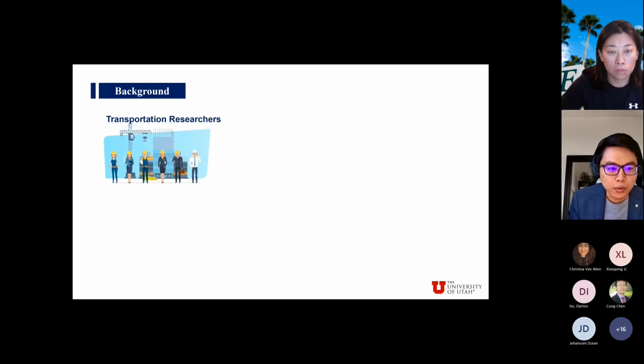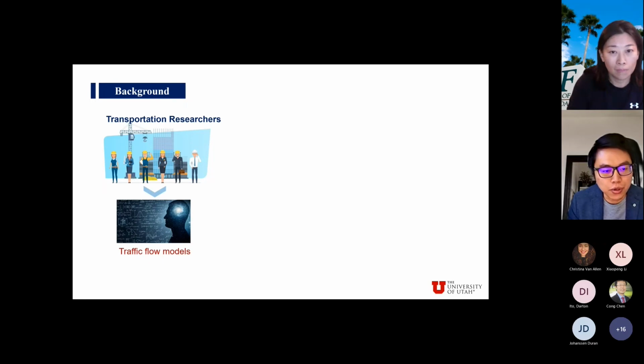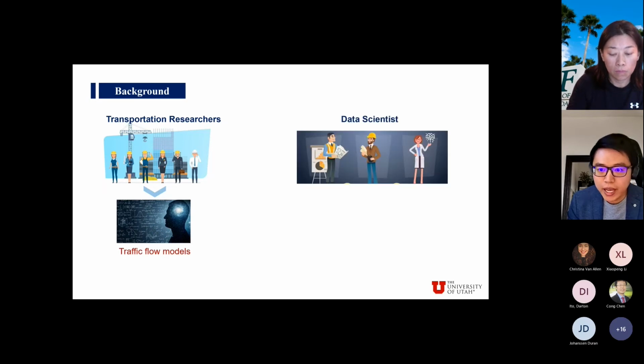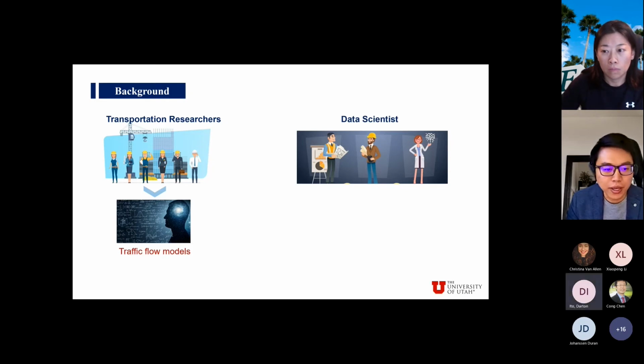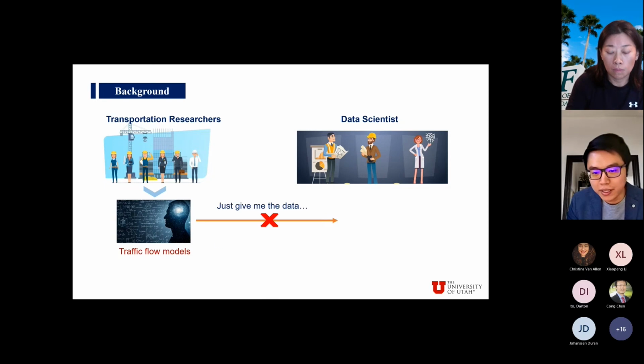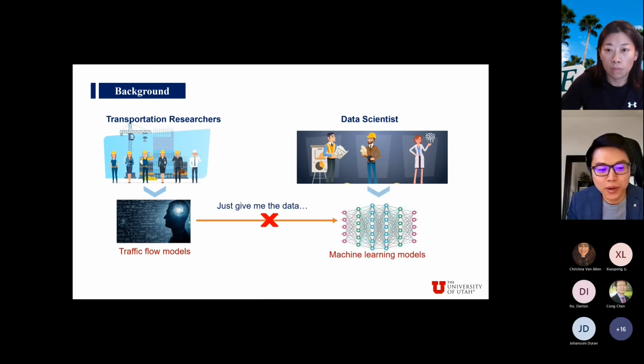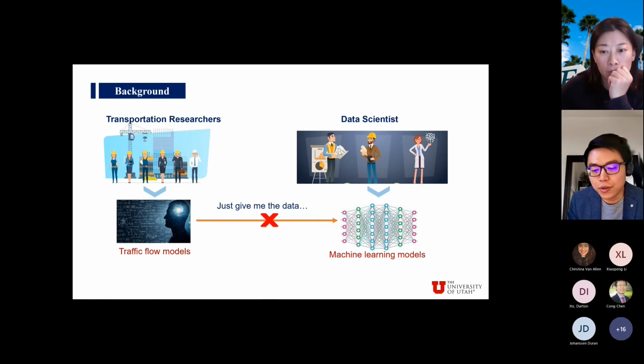At the same time, we have also observed a gap between the traditional traffic flow models and the more state-of-the-art data-driven approaches. During the past 50 years, a lot of transportation researchers devoted so much effort to formulating those traffic flow models. But nowadays, when data scientists get involved in our transportation tasks, they look at the problem and say, okay, we appreciate your model and it looks very cute, but I don't really care, just give me the data. Then I will build the machine learning models and achieve the same model performance with just data-driven approaches.